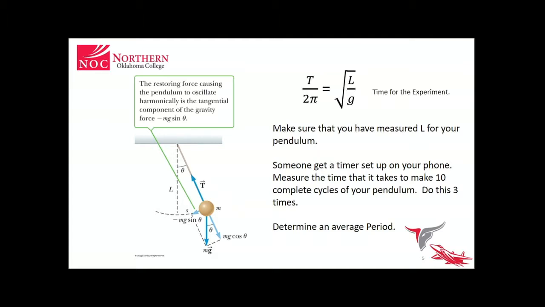We're going to count the time that it takes to make 10 complete cycles of the pendulum. And we're going to do it 3 times to get the average. Okay? So somebody get ready to be the timer. Somebody get ready to write down the data. All right, so I've got it set up.